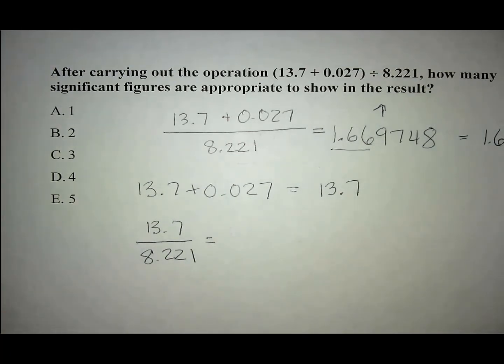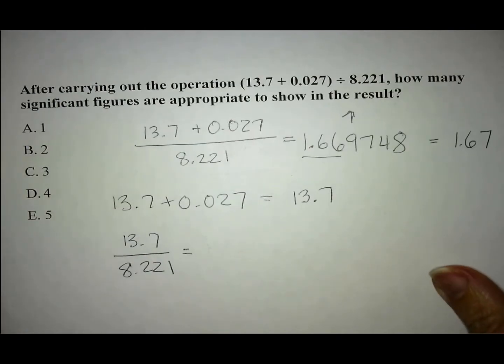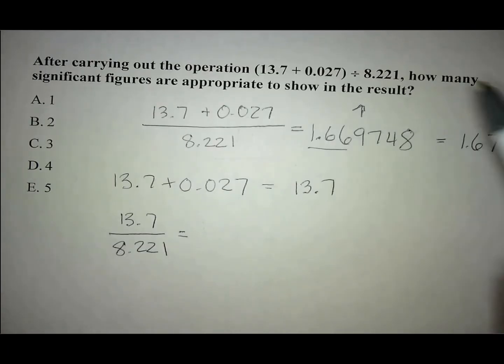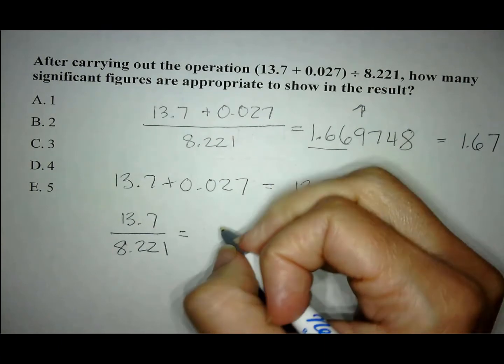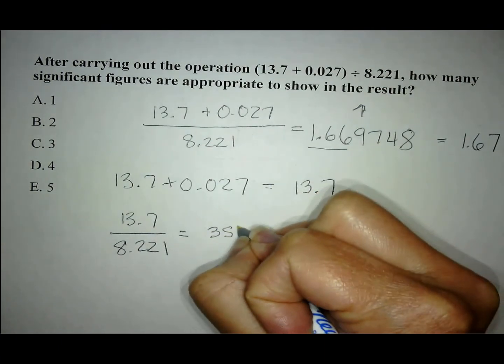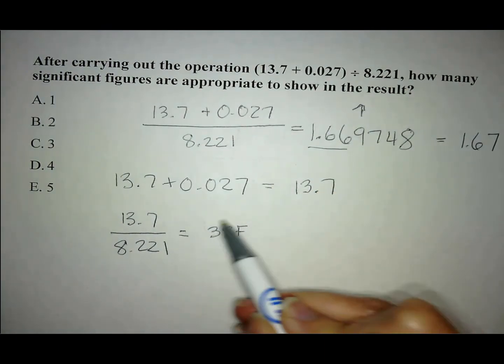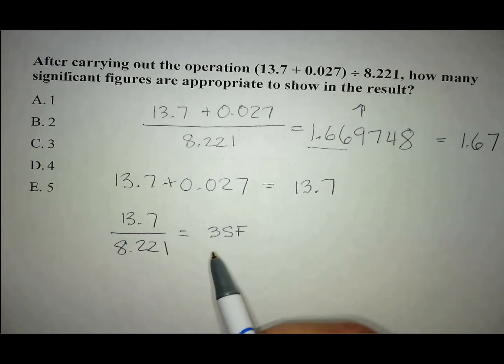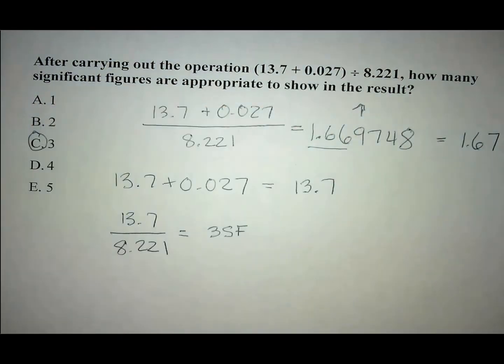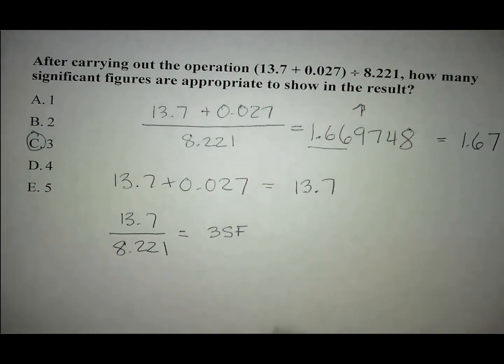Now, we wouldn't have to do that to answer this particular problem. This one just asks how many significant figures are appropriate to show in the result. So we would really just have to get to this part where we figured out that this step would have 3 significant figures, which gives us the answer C. But I did want to show you how we would continue and get the correct answer.